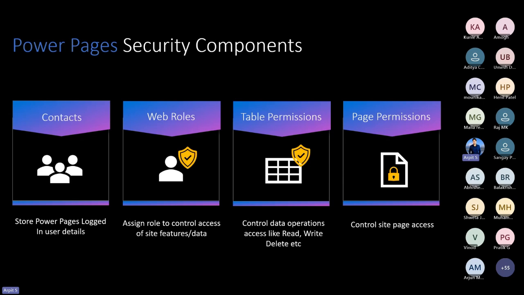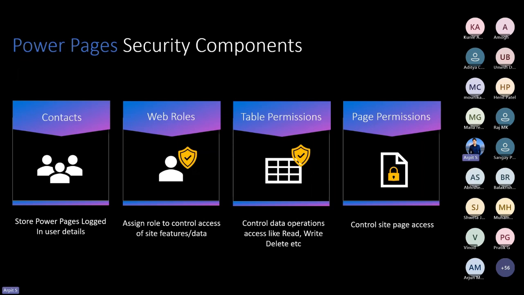Table permissions are what kind of access you want to give on a particular table, like read, write, update, or delete. Web roles are basically a kind of security role, so that you can distinguish between two different customers, what they can do on the portal and what they can't do on the portal.